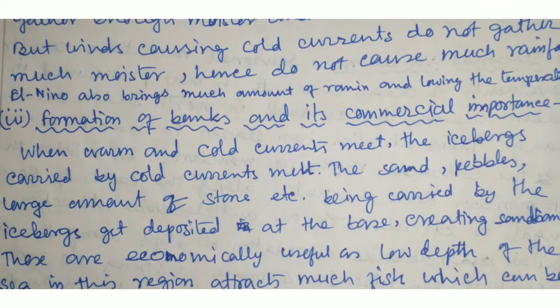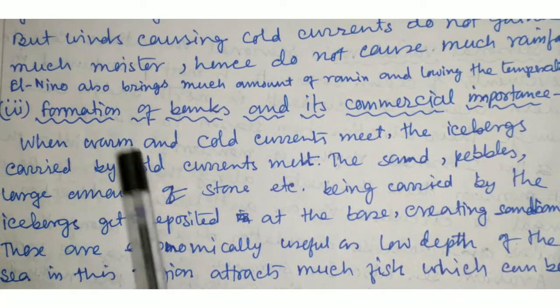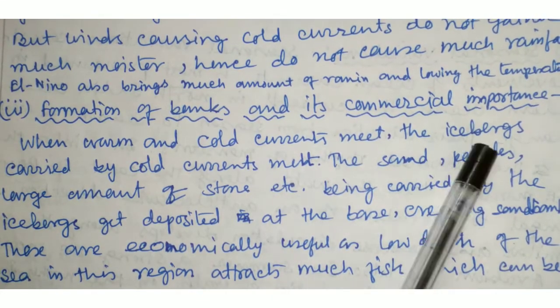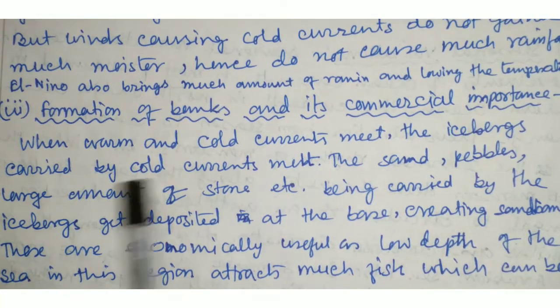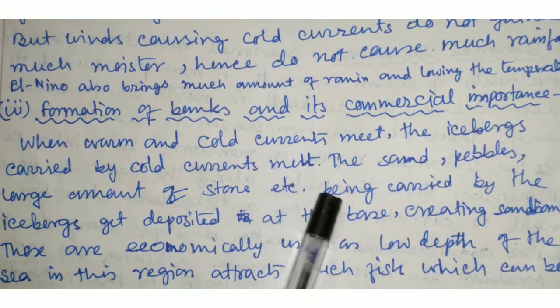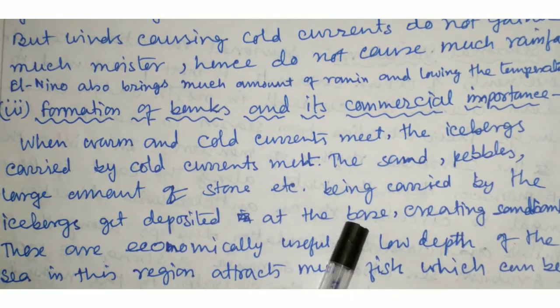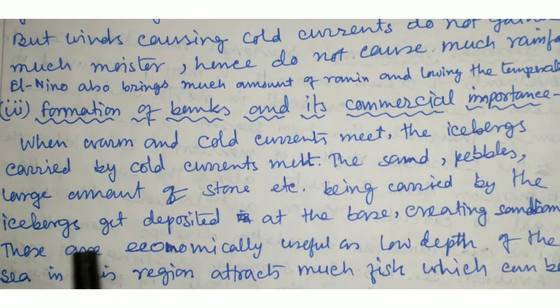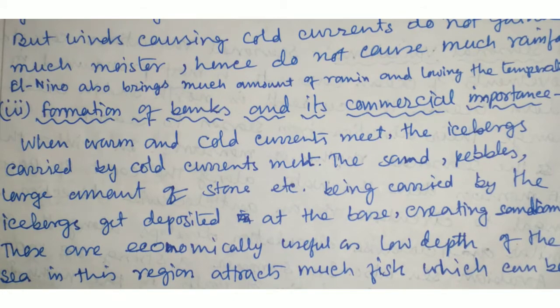Number 3, formation of bank and its commercial importance. When warm and cold current meets, the iceberg carried by cold current melts. The sand, pebbles, large amount of stone, etc. being carried by the iceberg get deposited at the base, creating sandbank. These are economically useful as the sea is of low depth. In this region, much fish are attracted, which can be easily acquired.